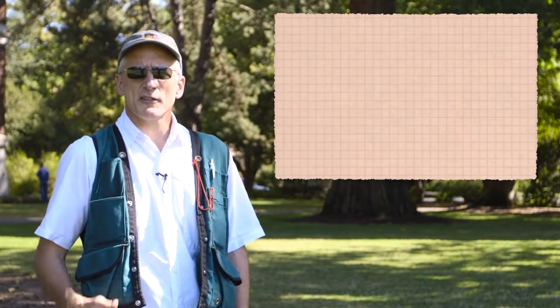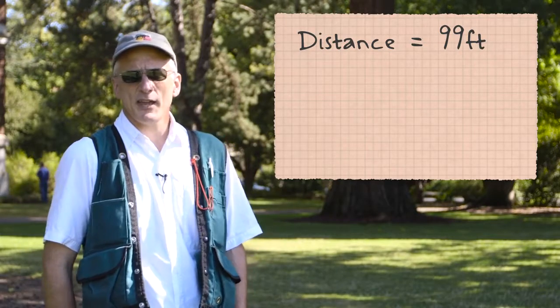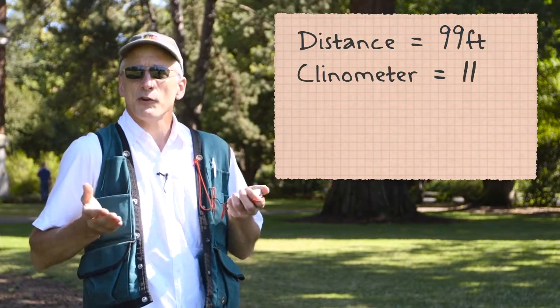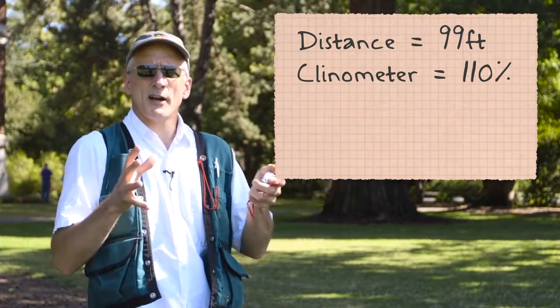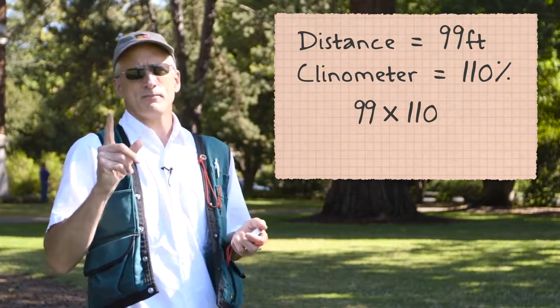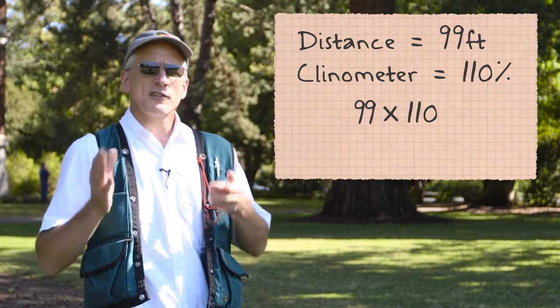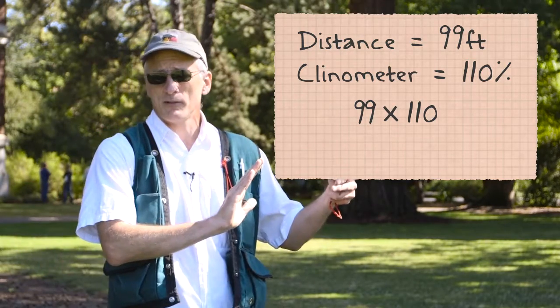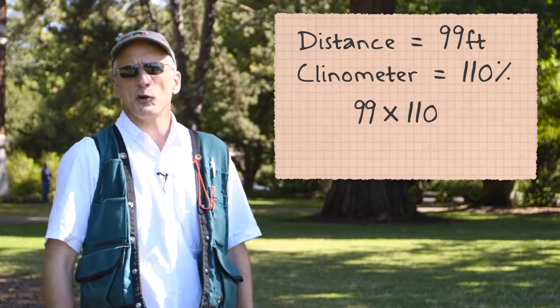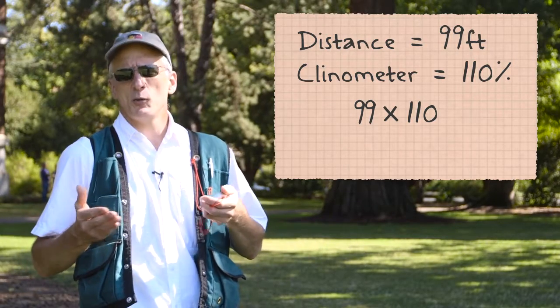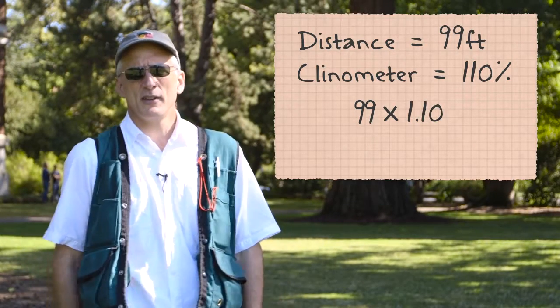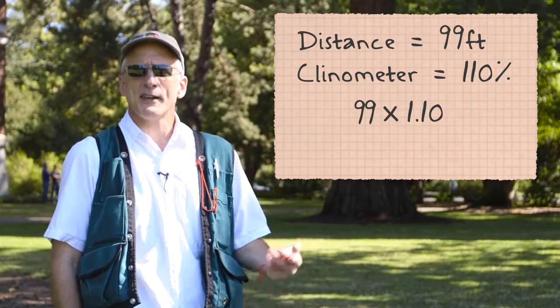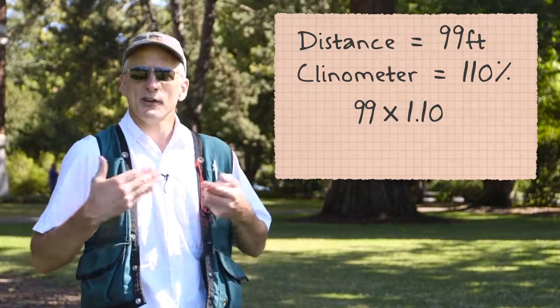We have the percent reading from our clinometer, and we have our distance from ourselves to the tree. Distance of 99 feet from us to the tree, and a clinometer reading of 110%. So we multiply those two measurements together. Oh, but wait, we forgot one thing. Since we're working with a percent reading, we have to convert that percentage to its corresponding decimal. So divide by 100. So a reading of 110% would actually equal 1.10. We multiply 1.10 by 99 and we get 109 feet.